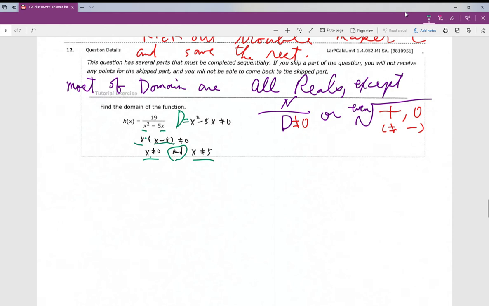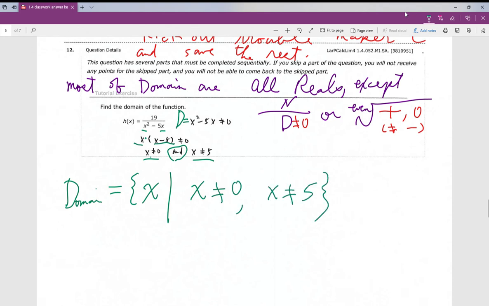Okay, so the domain will be, I didn't write down the domain, sorry. Domain is x, and for the x, you kick out 0, you kick out the 5. Some will say x is real. You want to say x is real or not real. If you didn't say that, doesn't matter, okay? It will be the same thing. But you do need to say x is not 0, x is not 5.